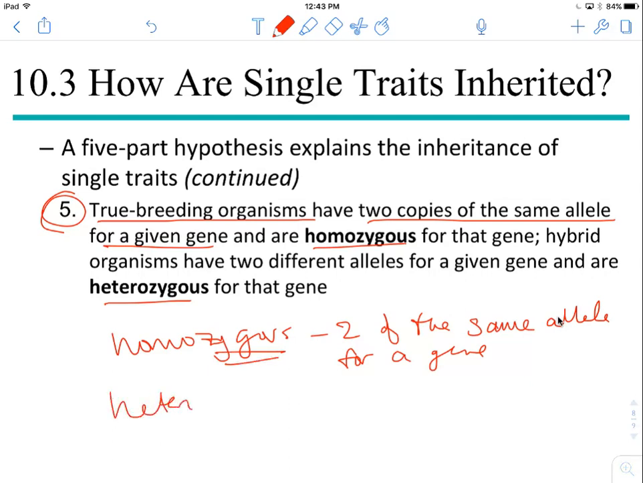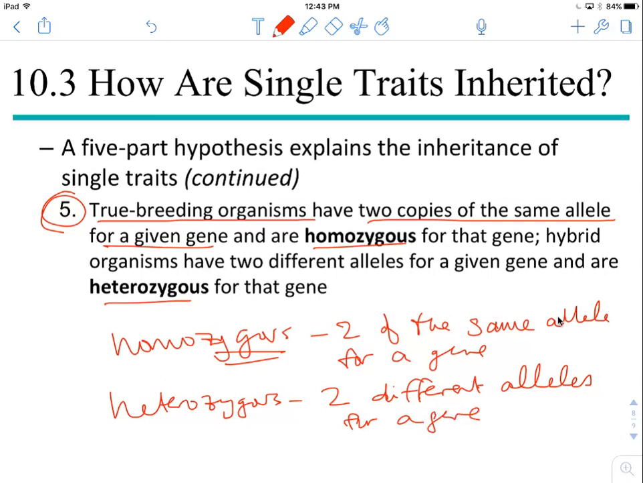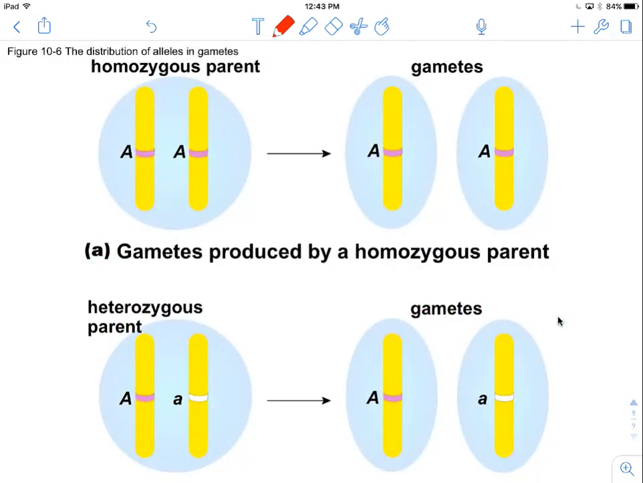Heterozygous have two different alleles for a gene in the zygote. Okay, homo means the same, hetero means different. Okay, and here's an example of how that works.